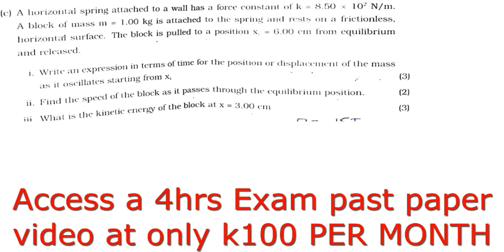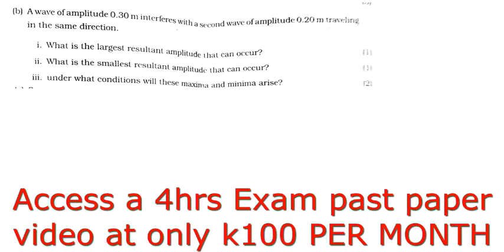It is very important for us first to, okay, so this is still the 2023 paper. I don't know if it's question 2 or so, a very simple, direct question. The question is, a wave of amplitude 0.30 meters interferes with a second wave of amplitude 0.2 meters traveling in the same direction. So they're traveling in the same direction. The first question is, what is the largest resultant amplitude that can occur?